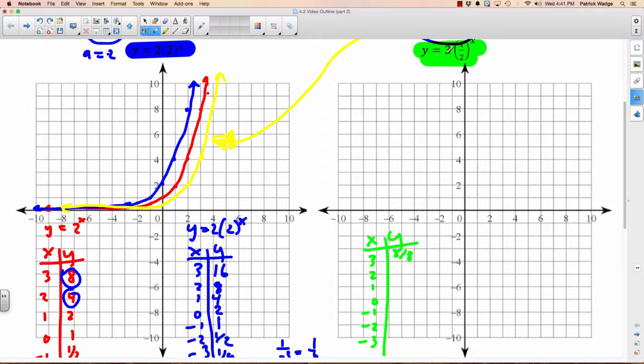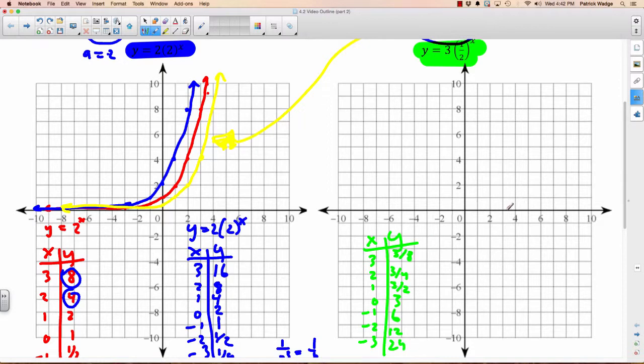1/2 squared is a quarter times 3 is 3/4. 1/2 to the first power is a half times 3 is 3/2. 1/2 to the 0 power is 1, right? Anything to the 0 power is 1, times 3 is 3. 1/2 to the negative 1 power, well, that's a flipping negative, so the 1/2 flips and becomes 2, times 3 is 6. 1/2 to the negative 2, so you flip and square it, so that's 4 times 3 is 12. And 1/2 to the negative 3, flip and cube it, that's 8 times 3 is 24.